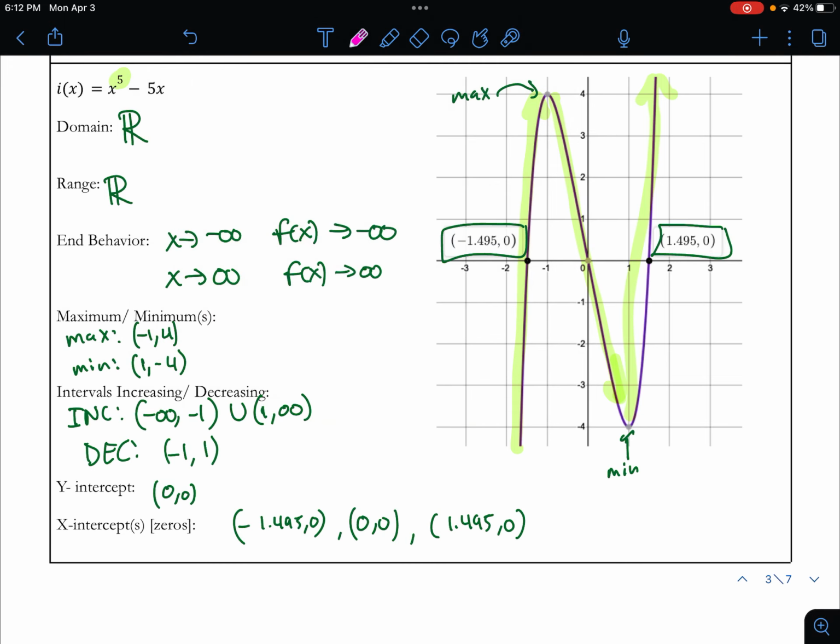If we had factored our polynomial up top, we would get x times x to the 4th minus 5. Then solving that, we would get x equals 0, and then x to the 4th minus 5 equals 0. X to the 4th is 5. X equals plus or minus the 4th root of 5. So those are actually what these decimal approximations are supposed to represent, but decimals are fine, I guess.